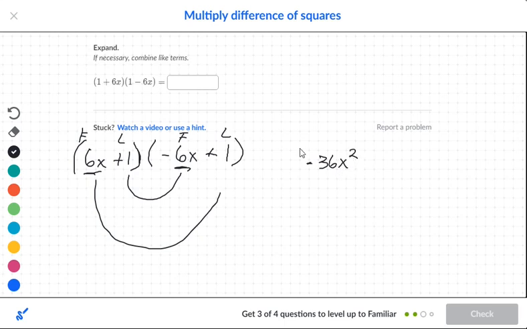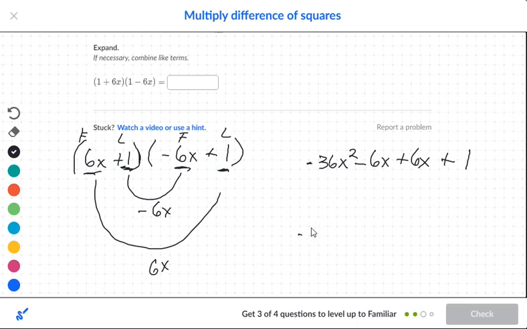Now as for my double smiles here, let's take a look at that. My inside smile is a negative 6x. My outside smile is a positive 6x. So I'll say negative 6x plus 6x. Now I'll finish up with the last terms here. So this is a positive 1, and this is a positive 1. So 1 times 1 is 1. There is no sign here, so we're going to write this as a plus sign.